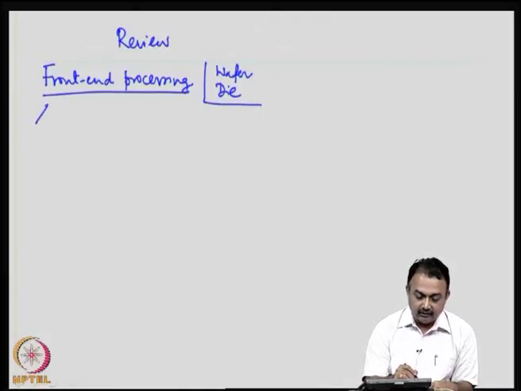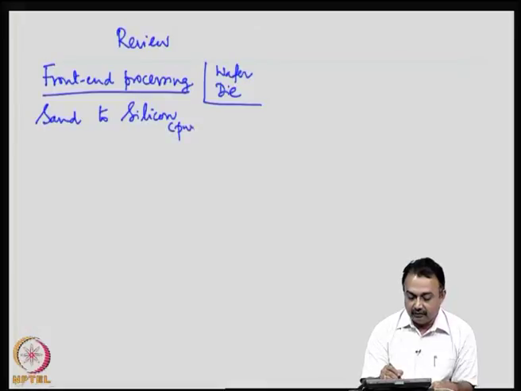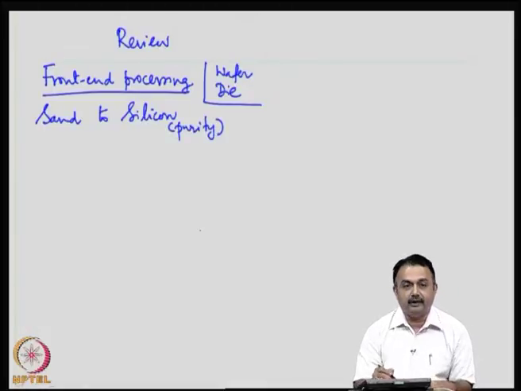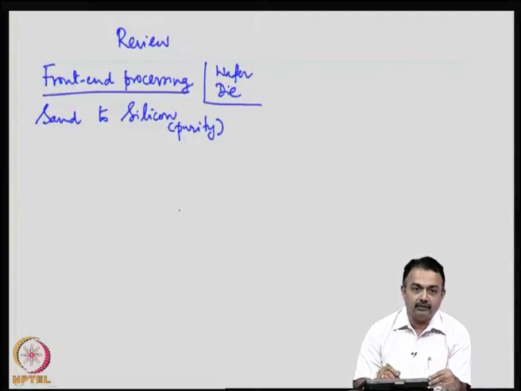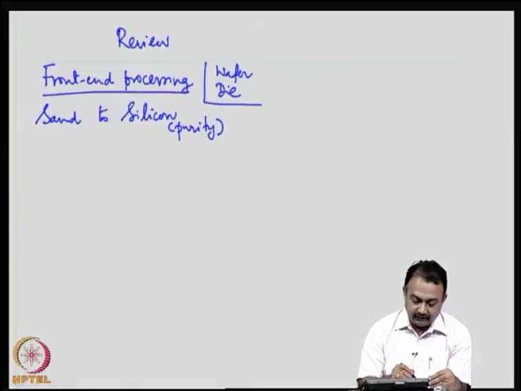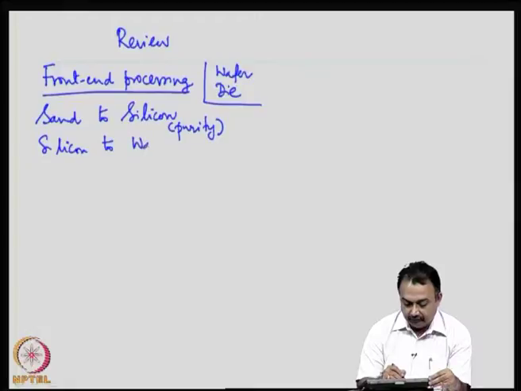Basically, we saw that from sand we try to look at the process details to get pure silicon. We also stressed on the need for high purity silicon, right, 99.999, 11 nines purity is the kind of electronic grade silicon that we need to manufacture. From silicon, we move on to manufacture a silicon wafer.